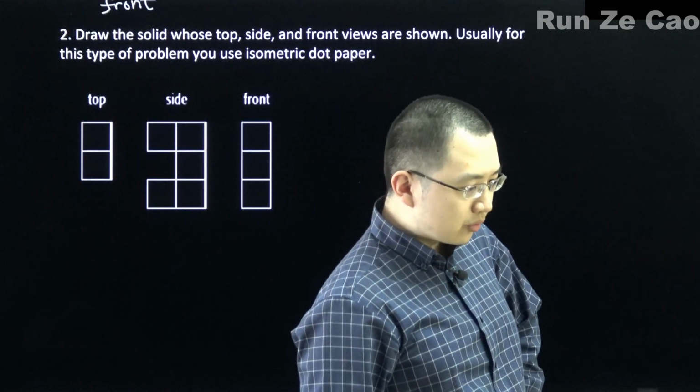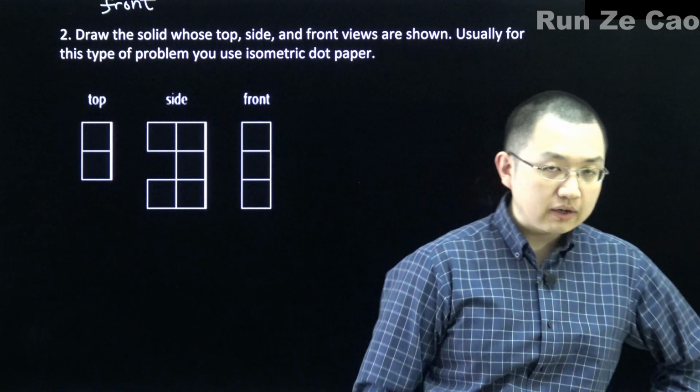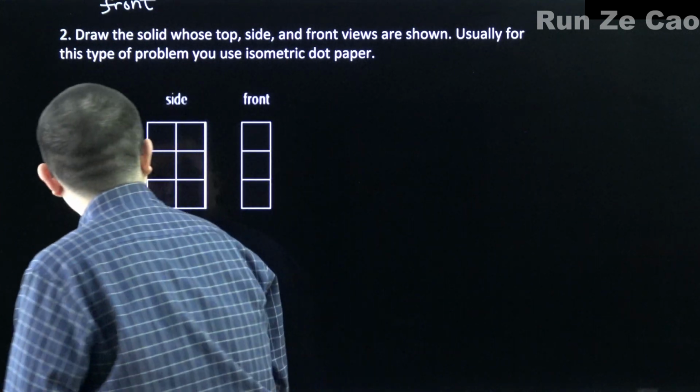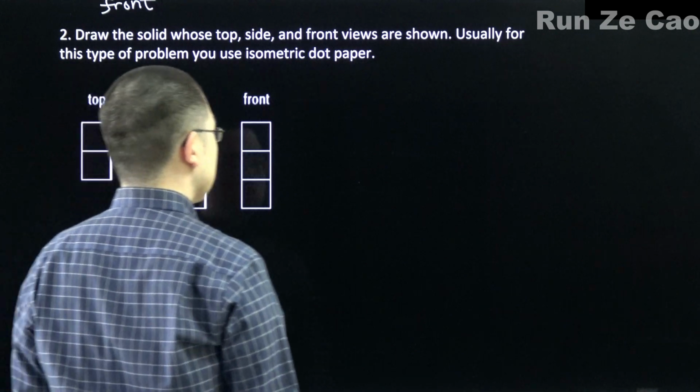Alright, draw the solid whose top, side, and front views are shown. Usually for this type of problem, you'll use isometric dot paper. We don't have that available right here, so we'll just have to make do.